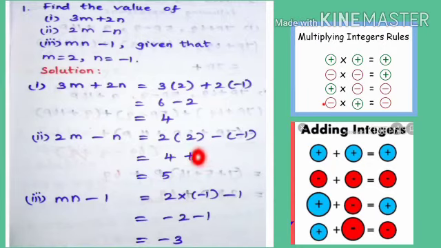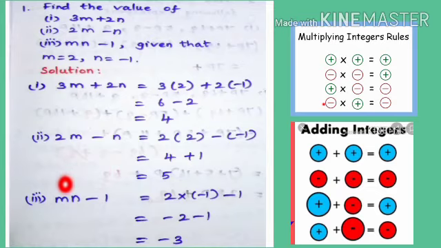Now using multiplication of integer rules. Here 2 into 2 is 4, but here minus into minus, yes, we are using the multiplication of integer rules. That is, the product of two negative integers is always a positive integer. That is, minus into minus is plus. Same signs positive, different signs negative. So don't forget that. So here 4 plus 1 is 5, which is the required value for the expression 2m minus n.